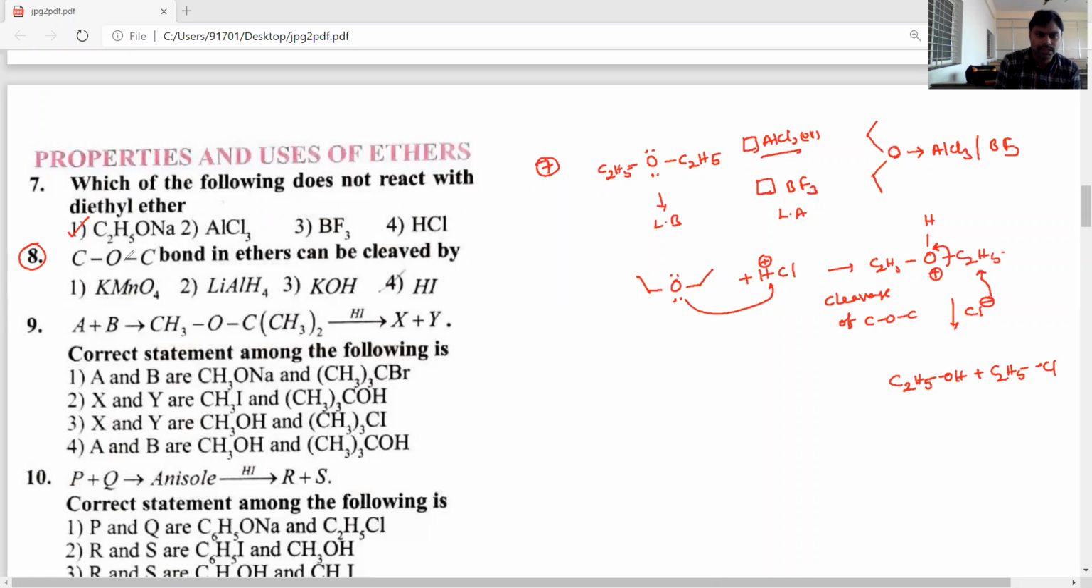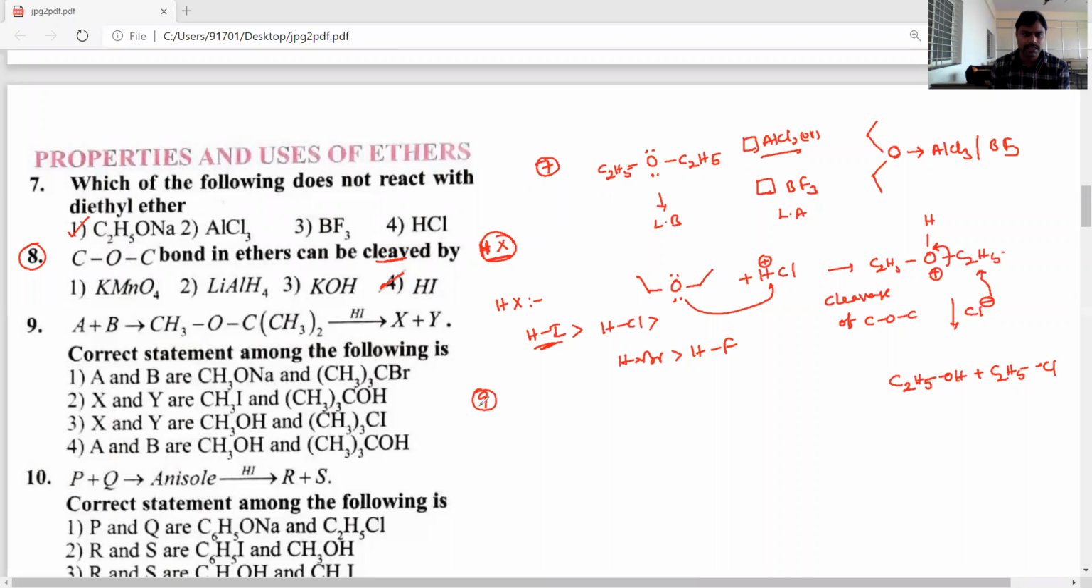Okay. Now the eighth question: the C-O-C bond in ether can be cleaved by hydrogen halides. Among hydrogen halides, the reactivity is HI more than HCl, then HBr, and then HF. Because HI is more acidic, it can cleave quickly to give H+ ion and I- ion. So the answer is HI.